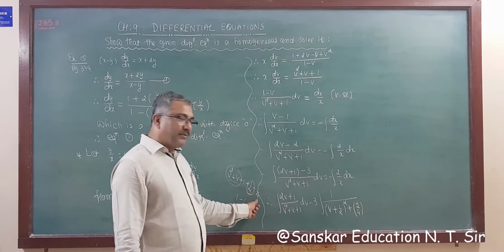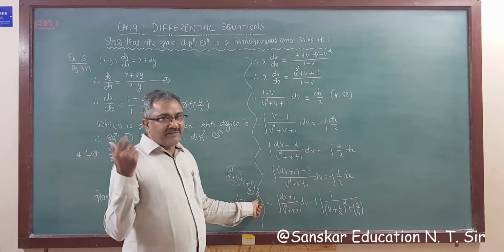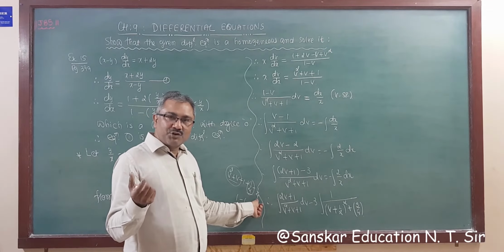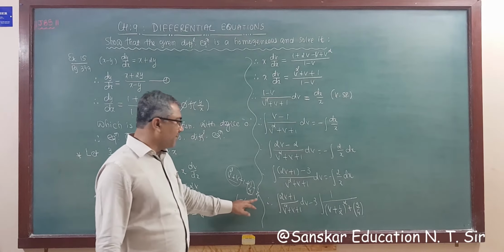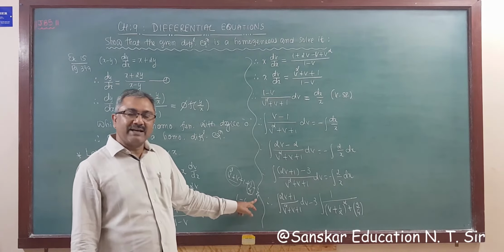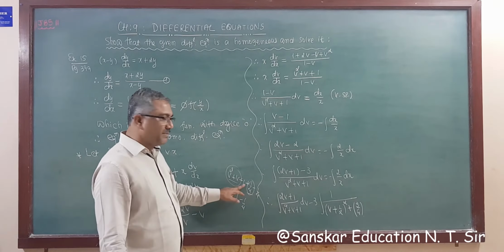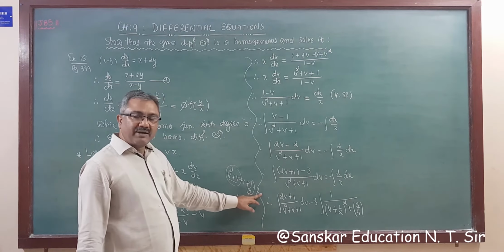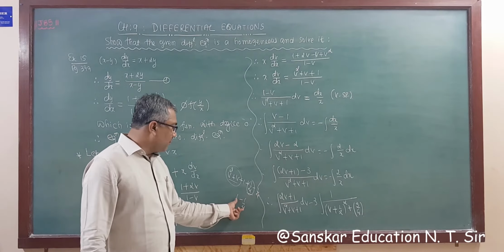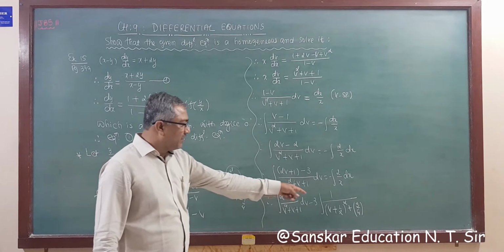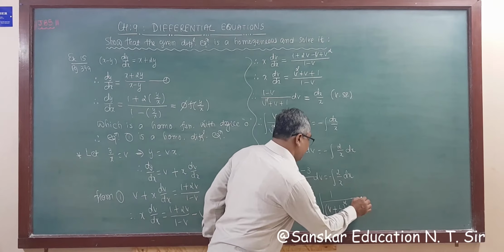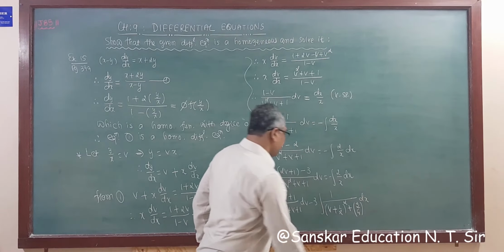Now last term is 1 upon 4, right? For perfect square you need always the last term positive. So last term positive, that is 1 upon 4, that is 1 upon 2 whole square. So I am writing v plus 1 upon 2 whole square. Now you have to remember last term, remaining term is 1 and the separating term is 1 upon 4. So 1 minus 1 upon 4 is 3 by 4, and dx, right?